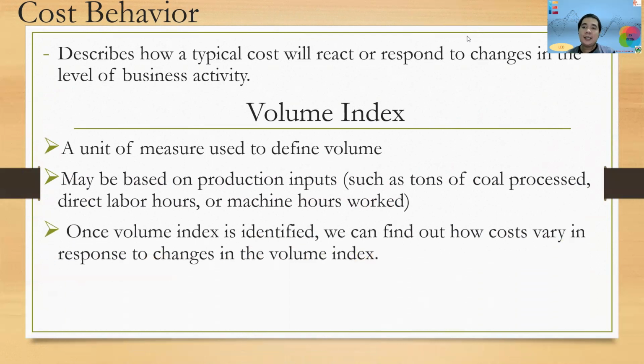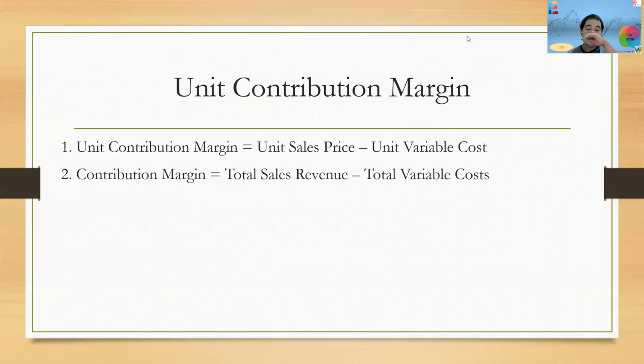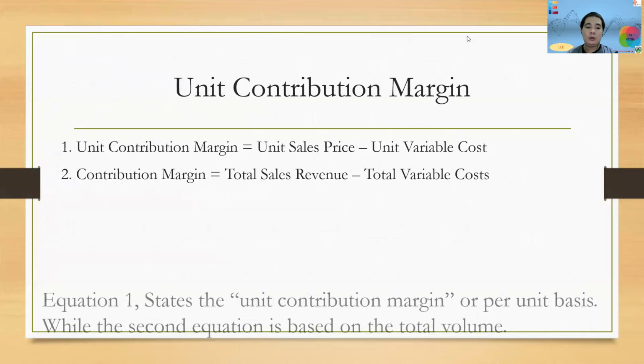Once volume index is identified, we can find out how costs vary in response to changes in the volume sa imong production. So there is what we call as unit contribution margin also. Unit contribution margin refers to the unit sales price minus the unit variable cost. And then contribution margin is total sales revenue minus total variable cost.